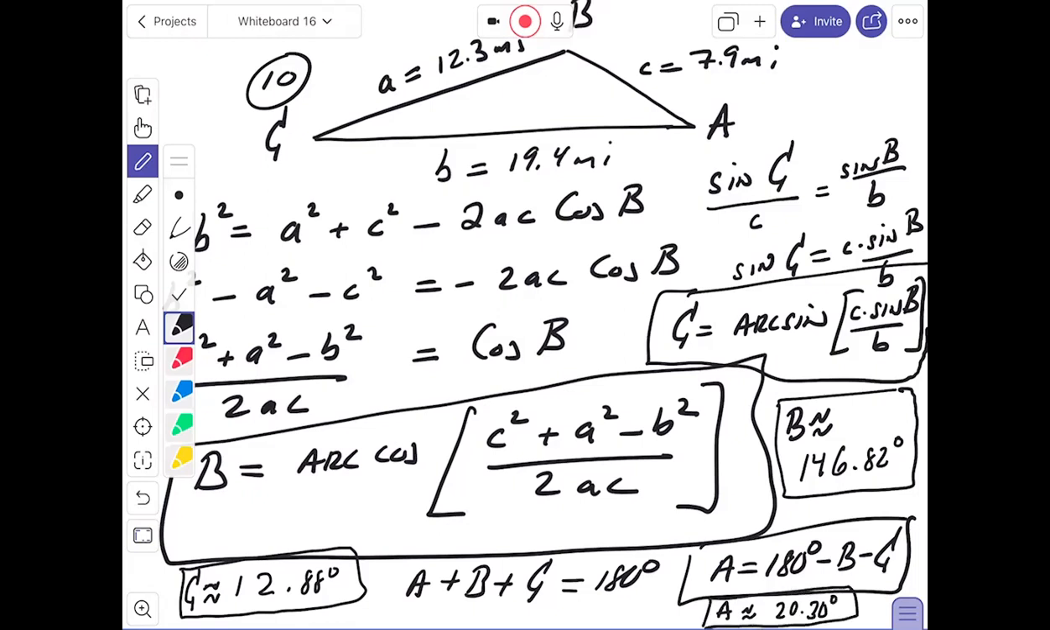All right, get my red pen out. Let's hope I didn't get an error. I don't want to do that again. Let's see, what's A? 20.30. What's B? 146.82. And C is 12.88. We did a good job in that one.